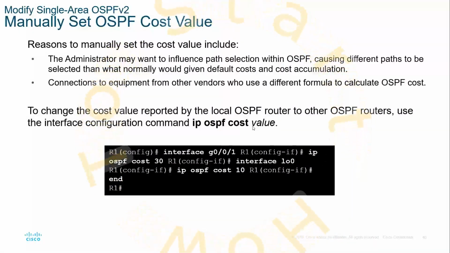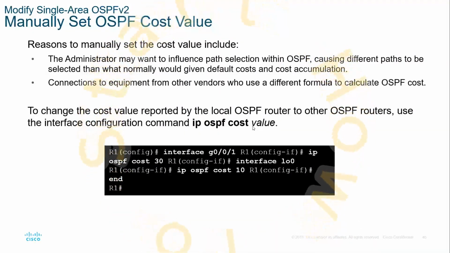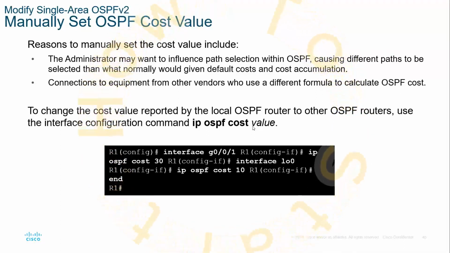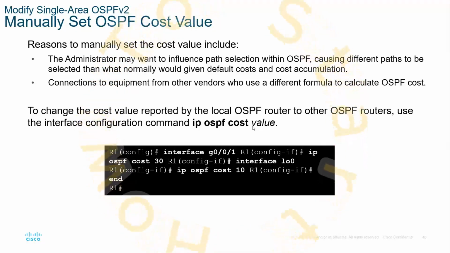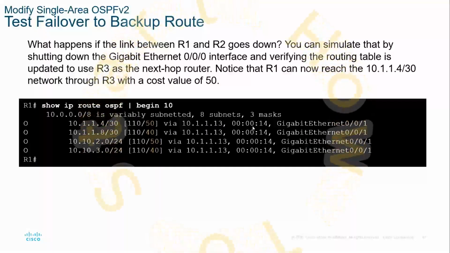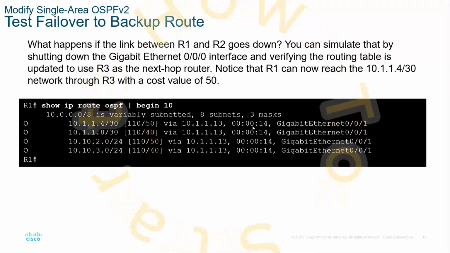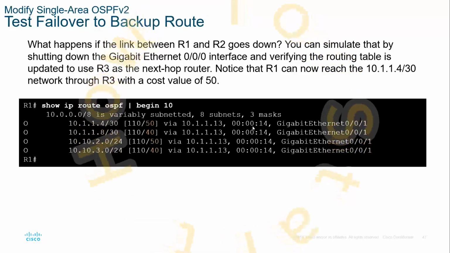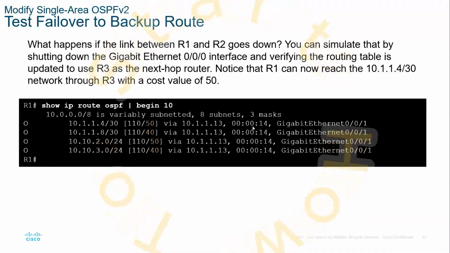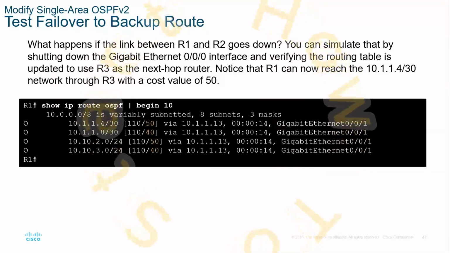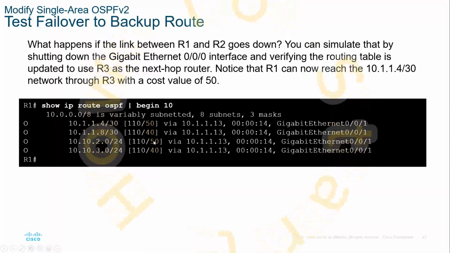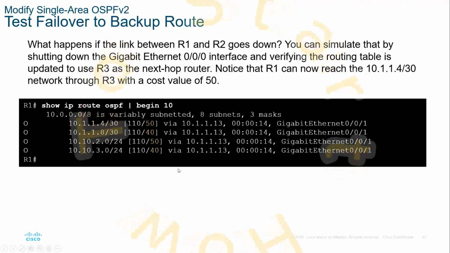Reasons to manually set a cost value: if you want to control the flow of traffic through the network. Connections to equipment from other vendors could also be an issue, or if they're using different routing protocols. You can also test failover to a backup route. We can verify by adjusting the cost of one route to see that a backup route actually kicks in. And you'll notice here we have our backup route values. You'll notice the metrics are higher.